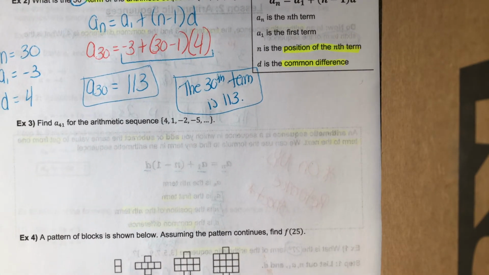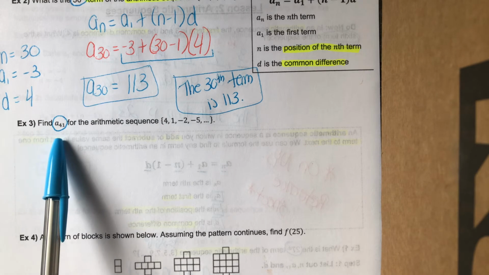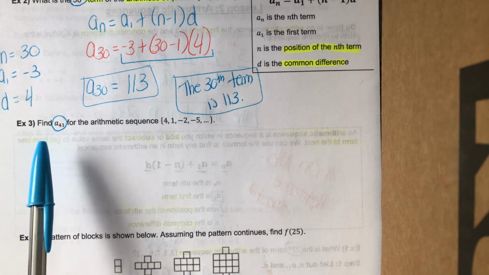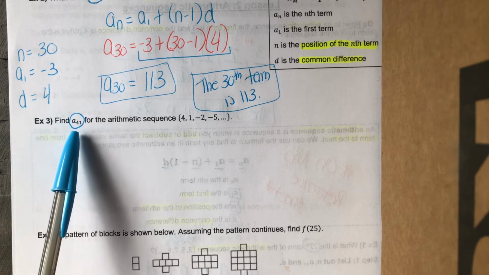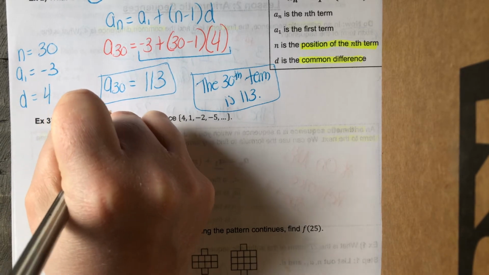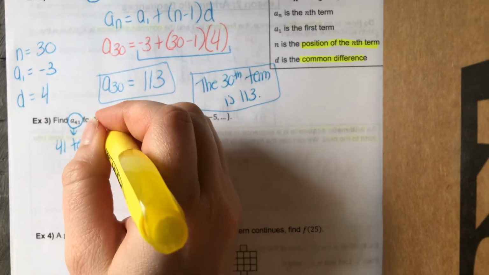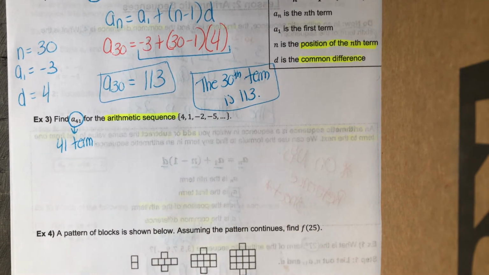Example 3 says find a sub 41 for the arithmetic sequence 4, 1, -2, -5, on and on. So again, this is really telling me I want to find the 41st term. Because just like before, I know that a sub 1 is the first term, so a sub 41 would be the 41st term. Let's write that out. 41st term. I know that it's an arithmetic sequence. That's important, so I know what formula to use. And then here's my list of numbers in those brackets.